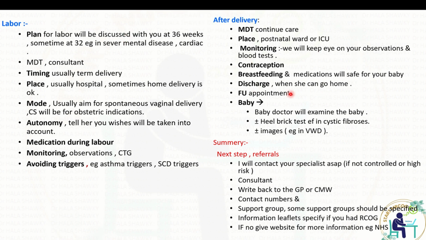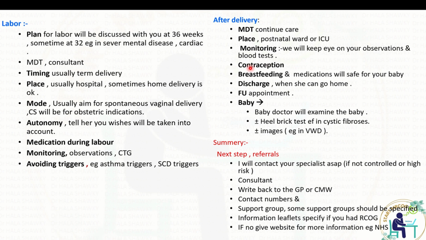Following delivery, the multidisciplinary team will continue her care. The patient's place of care should be mentioned. Sometimes it will be in the postnatal ward, sometimes it could be in the special care, for example, in a cardiac patient. And patient monitoring should be mentioned, for example, repeating blood tests, giving her frequent measurement of her blood pressure in cases of preeclampsia and chronic hypertension.